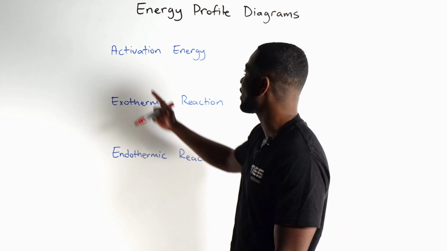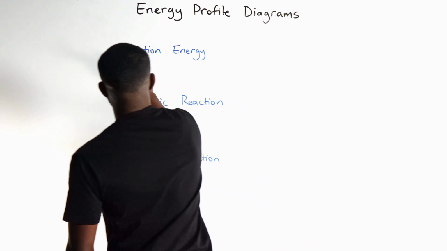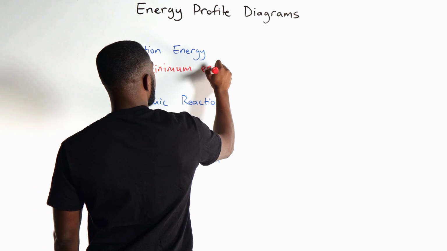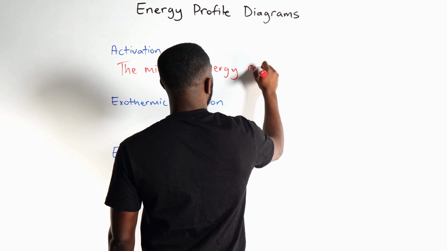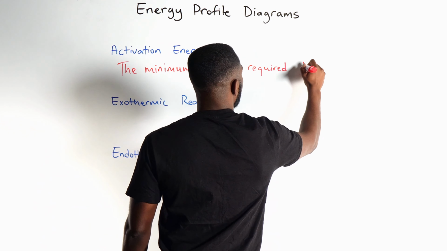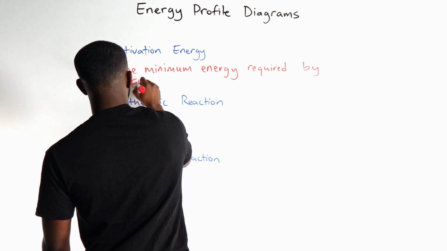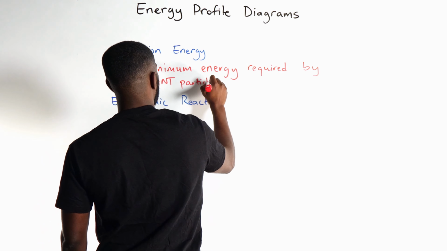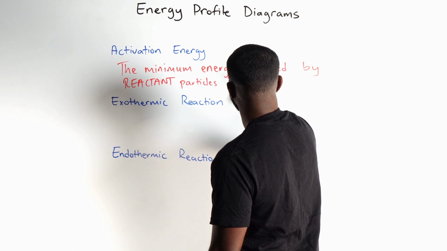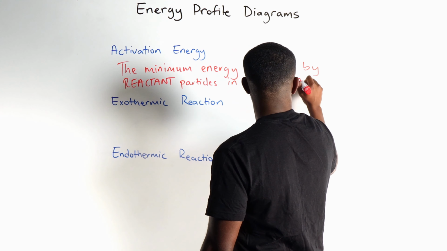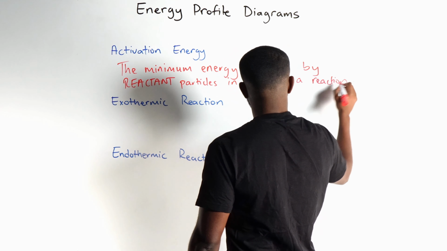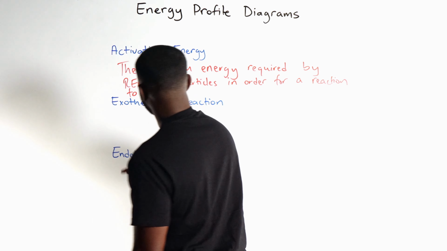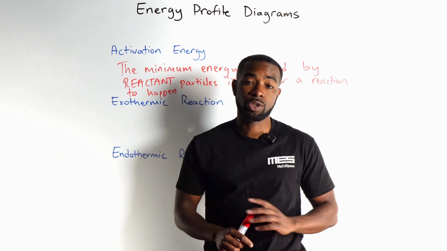So the first one is activation energy, and this is the minimum energy, and this energy is required by, this is the important bit, required by reactant particles. That will be important very soon. Reactant particles in order for a reaction to take place, and that will become clear. That says happen, by the way. That will become clear when I draw the diagram shortly.